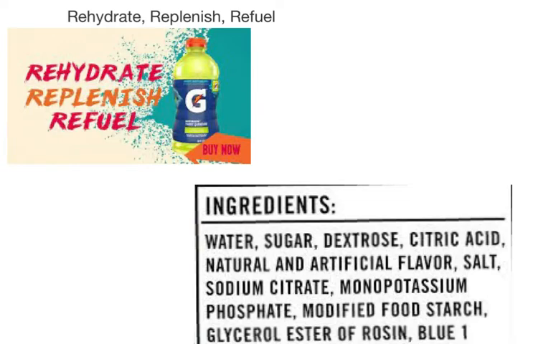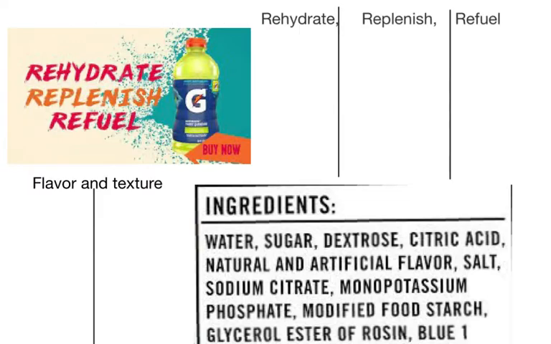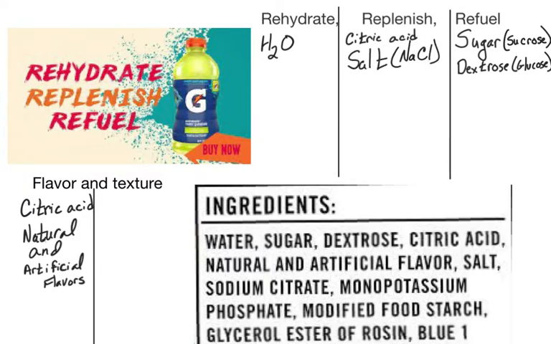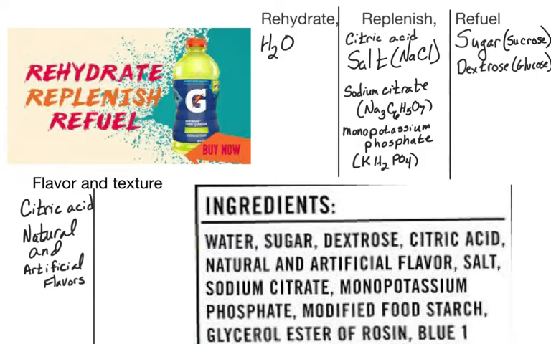First we see water, which of course is going to help us to rehydrate. Then we see sugar, which is also known as sucrose, dextrose, also known as glucose. We have citric acid, some natural flavors, salt, sodium citrate, monopotassium phosphate, a modified food starch, glycerol ester of rosin, and blue 1.